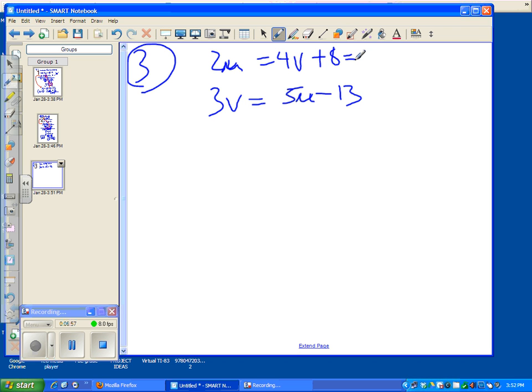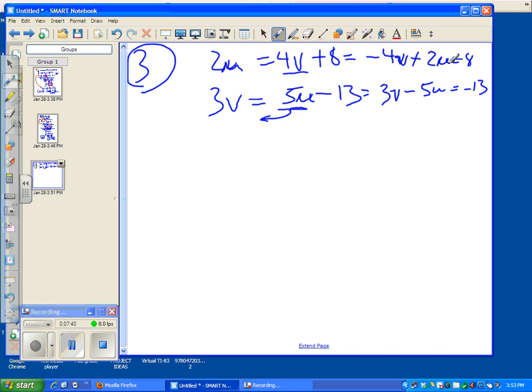Let me move this 4v to the other side, which makes it a negative 4v plus 2u is equal to 8. And let me move this u to the other side, which makes this whole thing now equal to 3v minus 5u is equal to negative 13. Okay, so my v's are lined up, my u's are lined up, and I can't find a number that'll multiply them out evenly.